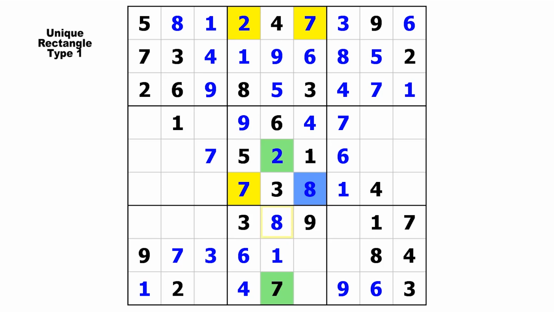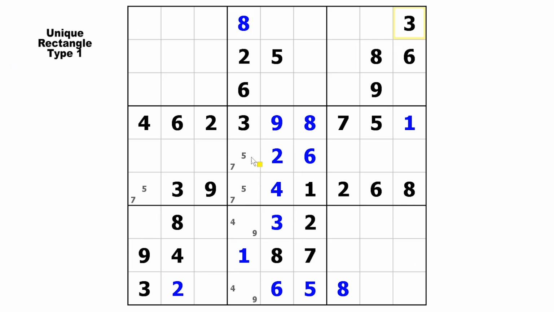All right, next one. Here in this puzzle, we have a naked pair of 7 and 5 in column 4 and another naked pair of 7 and 5 in row 6. And together with this cell, they form a unique rectangle type 1. So we know a 7 or a 5 cannot go into that blue cell, but let's try to figure out what else that could be. This cell cannot see a 1, but it can see a 2 and a 3 and a 4. And it can't be a 5 because that is one of the UR candidates.